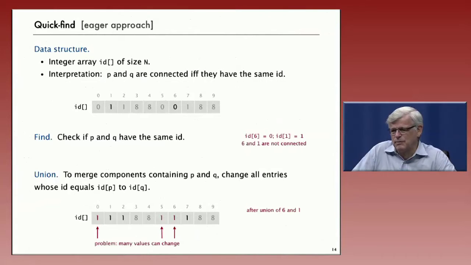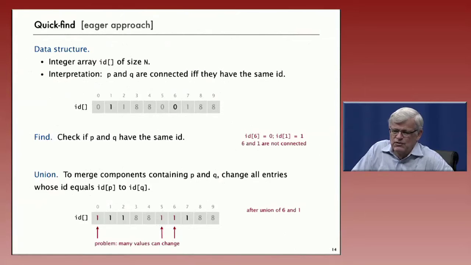Union is more difficult. In order to merge the components containing two given objects, we have to change all the entries whose ID is equal to one of them to the other one. And arbitrarily, we choose to change the ones that are the same as P to the ones that are the same as Q. So if we're going to union 6 and 1, then we have to change entries 0, 5, and 6, everybody in the same connected component as 6, from 0 to 1.